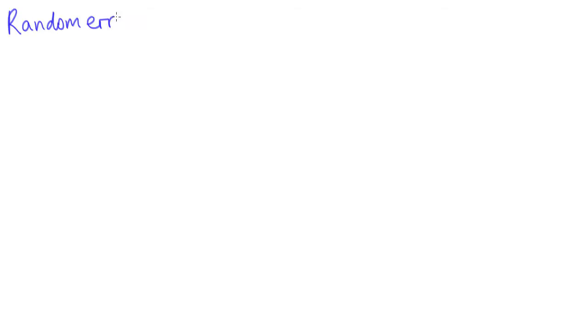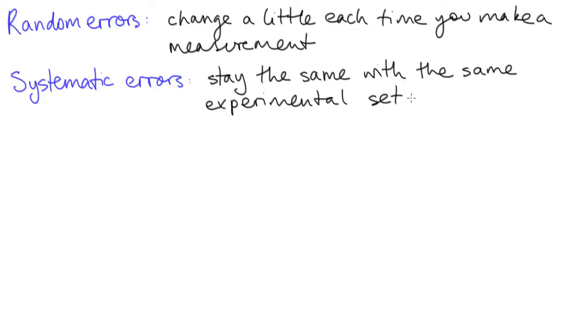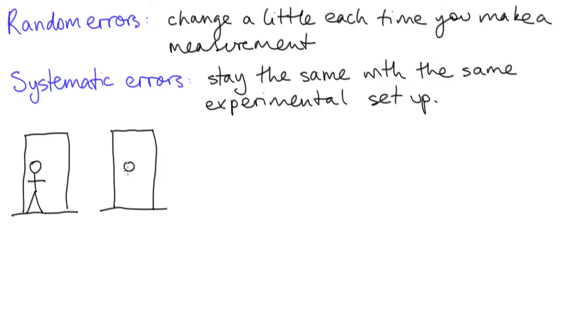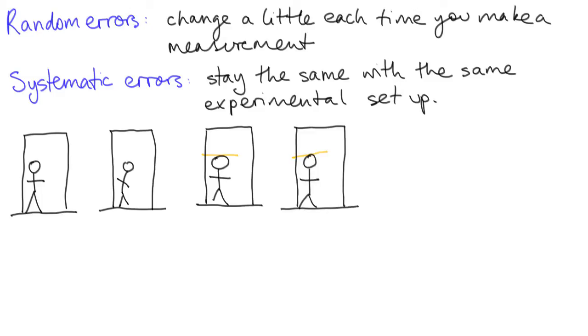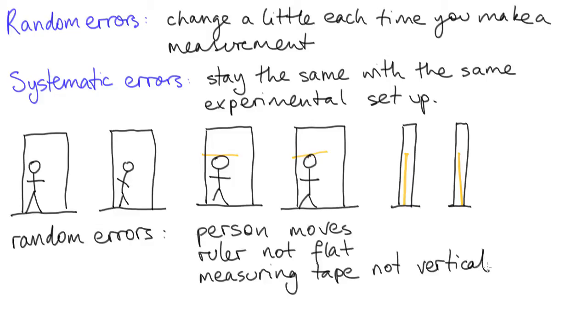Random errors are due to things that change a bit each time you make the measurement, whereas systematic errors remain the same each time you repeat an experiment. So let's go back to my system for measuring someone's height and think about what sort of errors might come into this experiment. First of all, the person being measured might not stand the same way each time. And then the person doing the measurement might not balance the ruler perfectly horizontal, or maybe they hold the measuring tape not quite vertical, or even not flush against the floor. So these things are all examples of random errors.